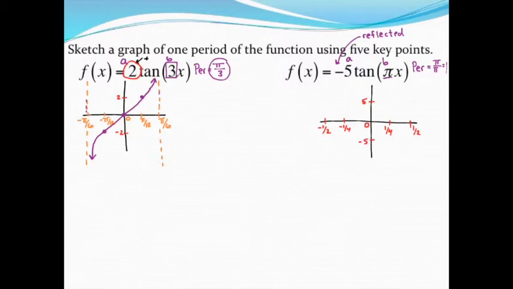Okay, so to actually now get my graph, I'm going to go ahead and draw my asymptotes in at the ends. So there'll be an asymptote at negative 1/2 and an asymptote at 1/2. The graph will get close to there but not touch it.